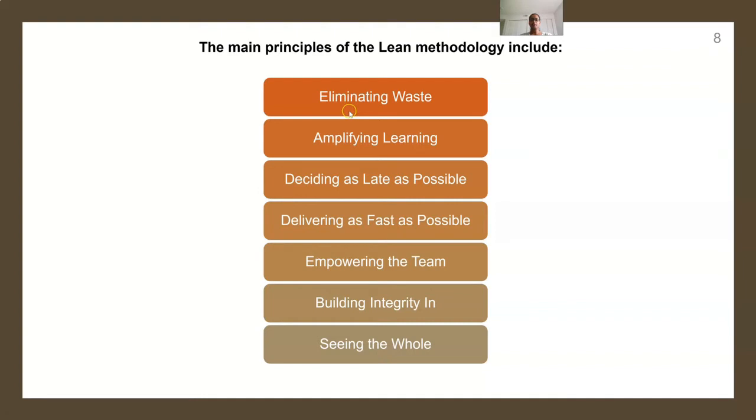So we have seen a few of the main principles of Lean methodology, such as eliminating waste, amplifying learning, building integrity, seeing the whole, etc. Lean development eliminates waste by asking the users to select only the truly valuable features for the system. It has to be prioritized based on the features and then work to deliver them in small batches. As we have seen in the previous picture, delivering in small batches is what Lean methodology focuses on.